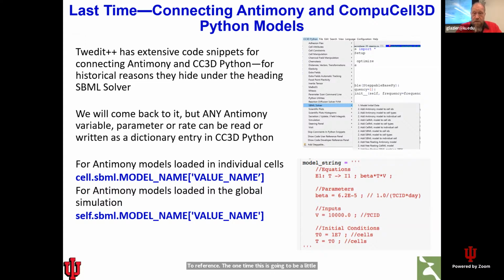The one time this is going to be a little bit awkward is if we want to use tracking fields. And so we'd have to copy from cell.sbml.modelName value to cell.dict value to display. You can't define a tracking field directly on the SBML dictionaries.